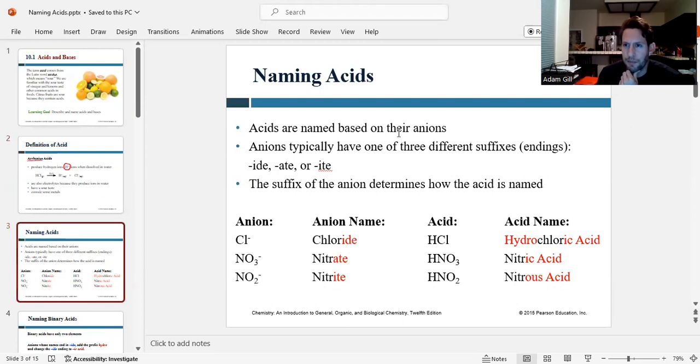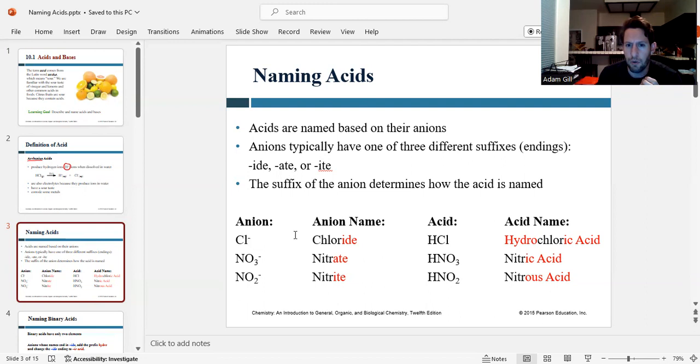So let's talk about how to name these. Acids are named based on their anion. They're always going to have H plus as the cation, and then they're going to have some various negatively charged anion. Now, there are three different endings or suffixes for anions. They can end in IDE, ATE, or ITE. And you've seen this before with naming. The suffix determines how we name the acid. And so here's an example.